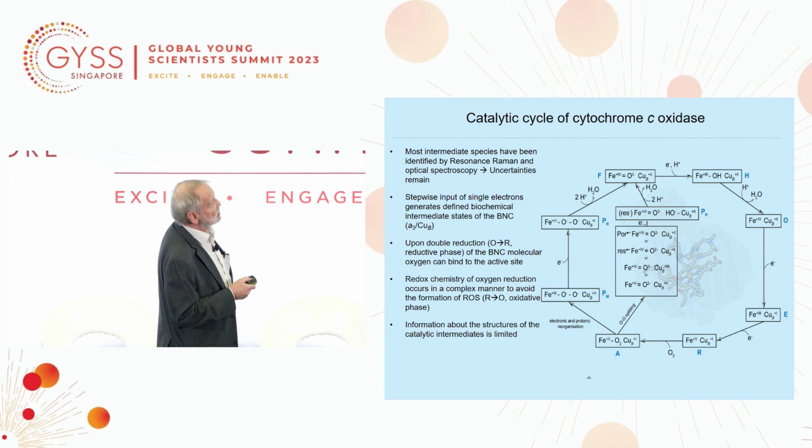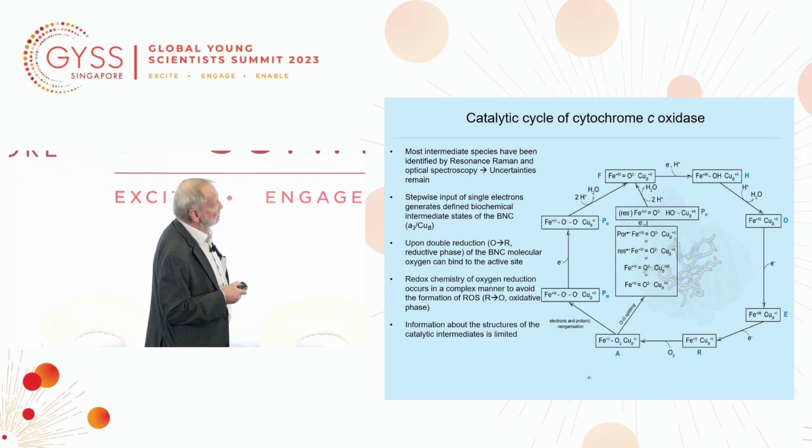You have an iron formerly plus 3 and the copper formerly plus 2. And then you get an electron onto it. You get the so-called E state, electronated state. Then you put a second electron. You get the so-called R state, where the iron and the copper are reduced. And this then leads to binding of the oxygen, and then you form the so-called compound A.